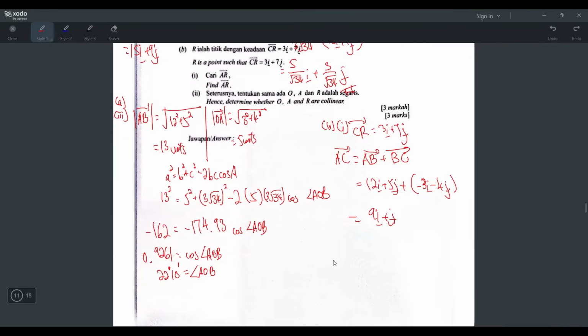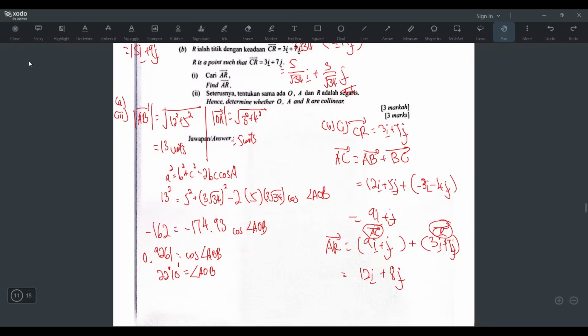Now let's find AR. So AR, you can do AC plus CR. The AC vector is 9i plus j, and the CR vector is 3i plus 7j. When you take AC plus CR, you get AR. 9i plus 3i is 12i, 1j plus 7j is 8j. So the answer is 12i plus 8j. All right, I'm done with that.